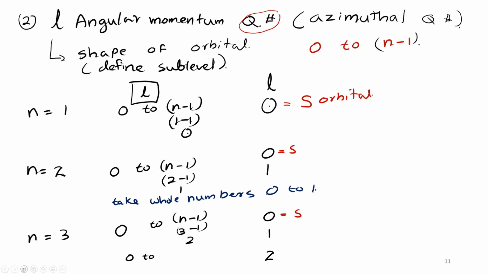And if our L value is equal to 1, that is going to be a p orbital. So every time you see L equals 1, that is P. And if we have L equals 2, that is D. Now you can imagine what is going to be L equals 3. That would be the F orbitals. All right. So now we kind of have an idea about two types of quantum numbers, the principal quantum number N and the angular momentum quantum number, which is L.